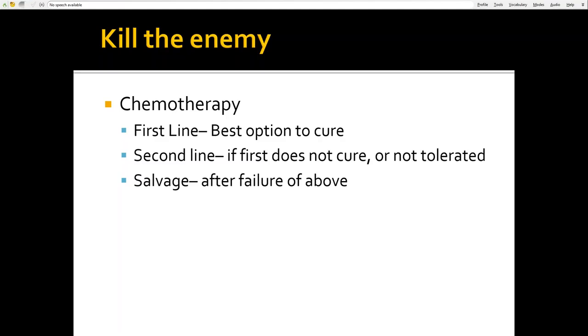So second line would be if the patient doesn't tolerate the chemotherapy or the initial treatment option. And then salvage is after none of the above work. What are our last resort options? What's palliative? What do we have that could maybe keep this tumor at bay for the patient to survive a little bit longer? Many times the oncologist will come to us to say, hey, is there anything else you can do for this patient? We're out of options. We've tried everything. There's been a change in the exact type of tumor. So all those things play a role.